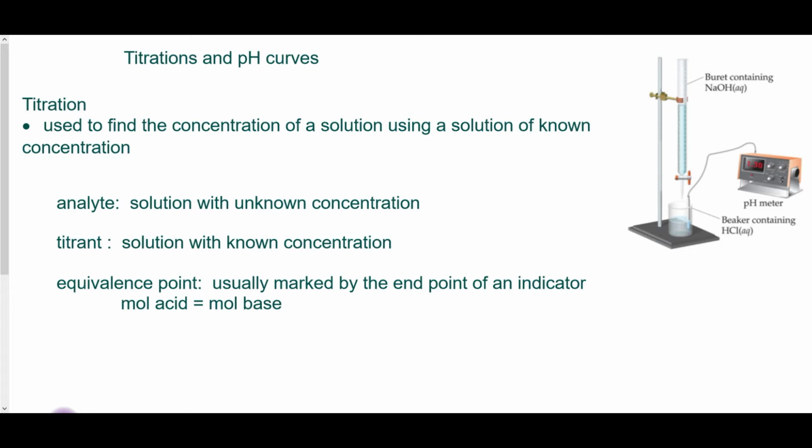A titration is simply using a solution that has a known concentration, reacting it with a solution that has unknown concentration. And then you can find the concentration of the unknown. The analyte is the solution with unknown concentration, the one we're analyzing. The titrant is the solution with the known concentration. We're looking for the point when the moles of acid are equal to the moles of base, and we usually use the endpoint of an indicator to show us this.